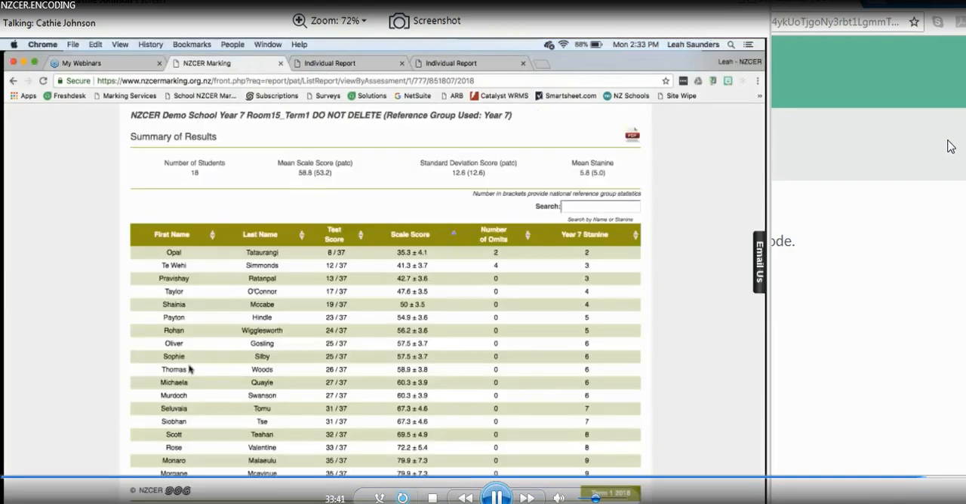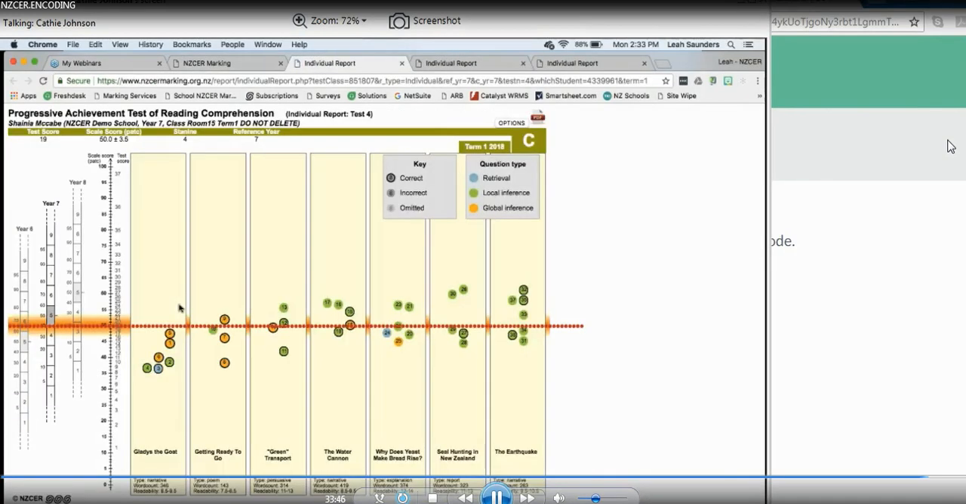Okay, so let's have a look at somebody else. Maybe let's have a look at Shania. This is what I'd want to see when I was looking at a person who was doing the correct test for them. I'd want to see some under the line that they achieved at, and I definitely want to see some over the line. So I can see that these are maybe next steps. And these ones here are, you know, achievements.